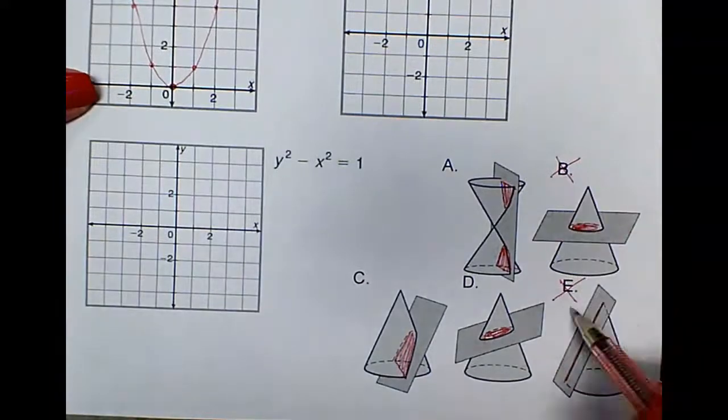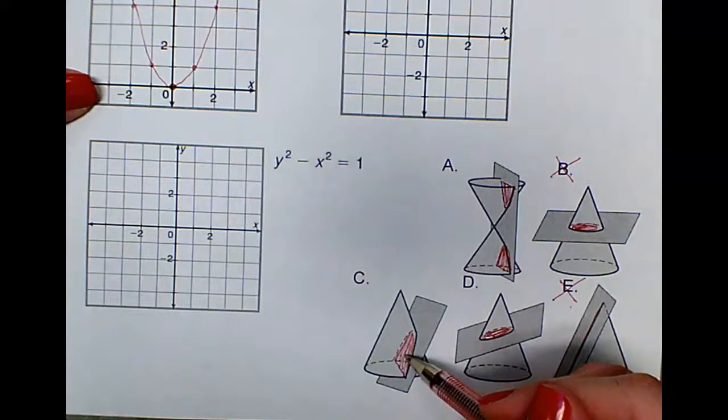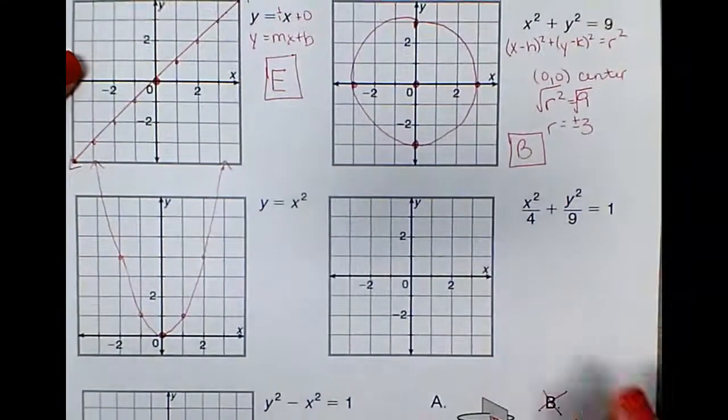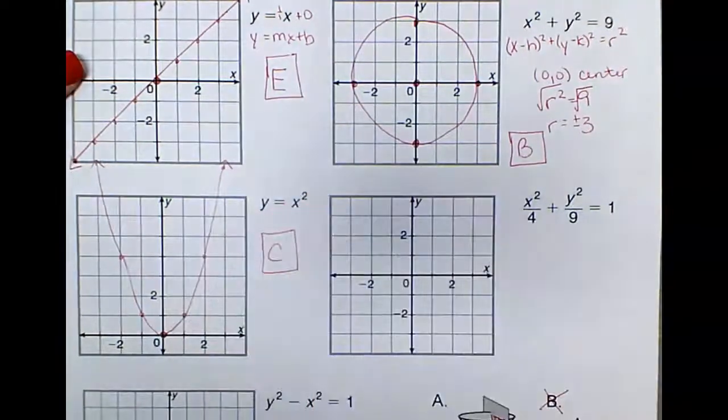So I've used these two. This is not a parabola. This almost looks like 2 parabolas. And here is one single parabola. So C is the conic section that creates the outline of a parabola.